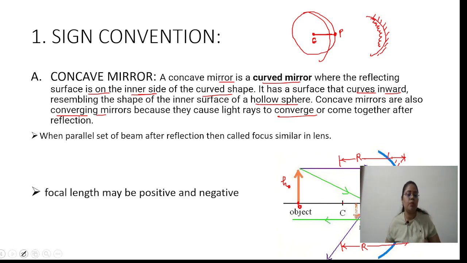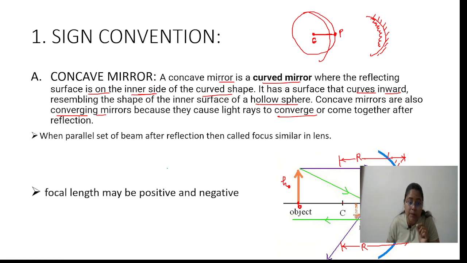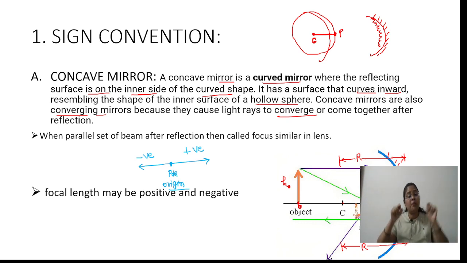Where is the sign convention? My dear students, we understand a very important thing, so listen sincerely. When you study sign convention, the pole behaves as the origin, mathematically. So this is the origin. Toward this side, the right side, is always the positive direction, the positive sign convention, and from the pole the backward direction, the left-hand side, is always the negative sign convention. This is a very important sign convention for any mirror, concave as well as convex. Clear?